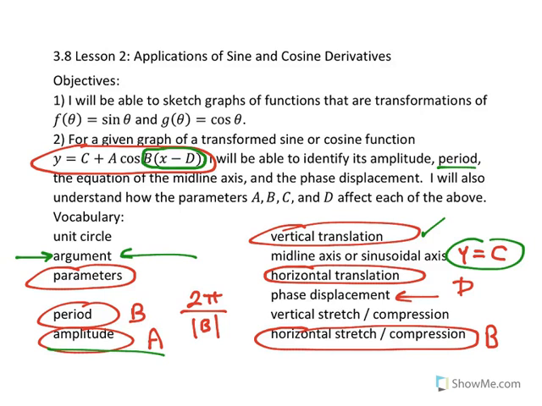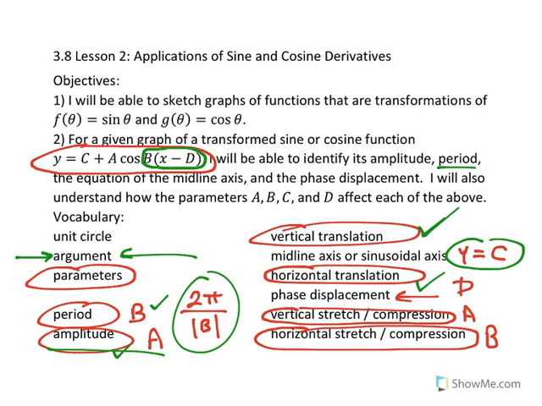You will also understand how the parameters a, b, c, and d affect each of the above, and we just went over that. The parameter a tells you the amplitude of the graph. You can use the parameter b to find the period of the function as follows. The parameter c tells you the equation of the midline axis because it gives you a vertical translation, and the parameter d gives you a phase displacement. The parameter a also tells you about the vertical stretch or compression that you have. The parameter b tells you about a horizontal stretch or compression that you have.